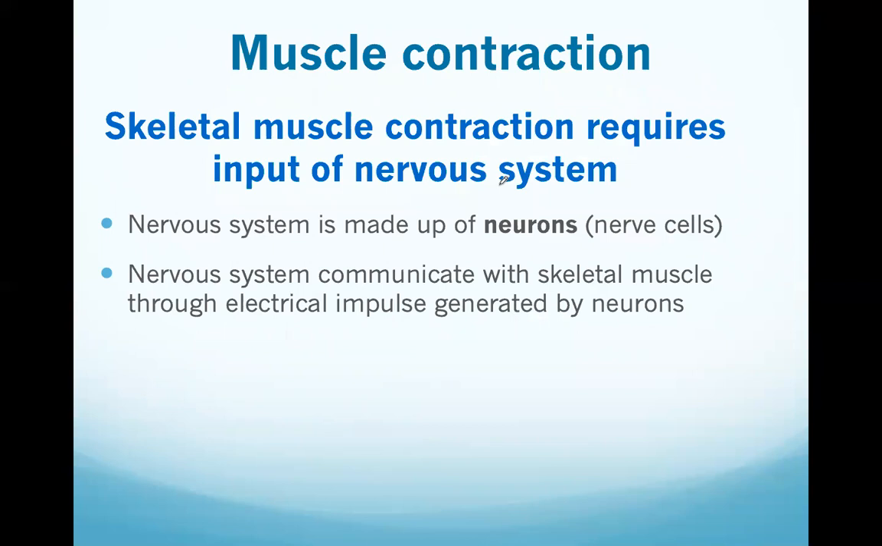So let's go ahead and now connect the concept of the nervous system to our skeletal muscle: skeletal muscle fibers and muscle contraction. We already talked about it, I already wrote it down for you, but reviewing it again. A skeletal muscle contraction requires the input of the nervous system. Nervous systems are made up of cells called neurons or nerve cells. And the nervous system communicates with the skeletal muscle through what again? Electrical impulses that originate from your neuron.